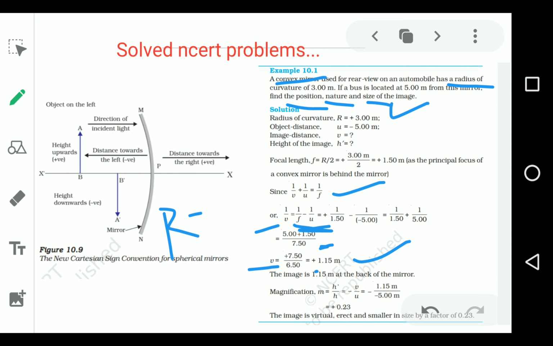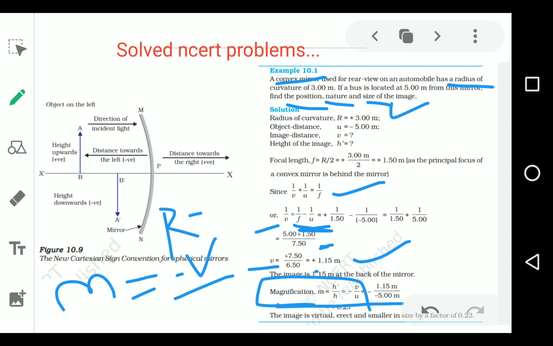Okay, so the size of the image, how are you going to get it? For that there is another formula, that is magnification. Okay, so the magnification is equal to h dash by h, and that is equal to minus v by u. Okay, so magnification is equal to minus v by u. This you should remember. And here you have found the v, so you can put the value for v and also the u, which is already given. So you can get the m.